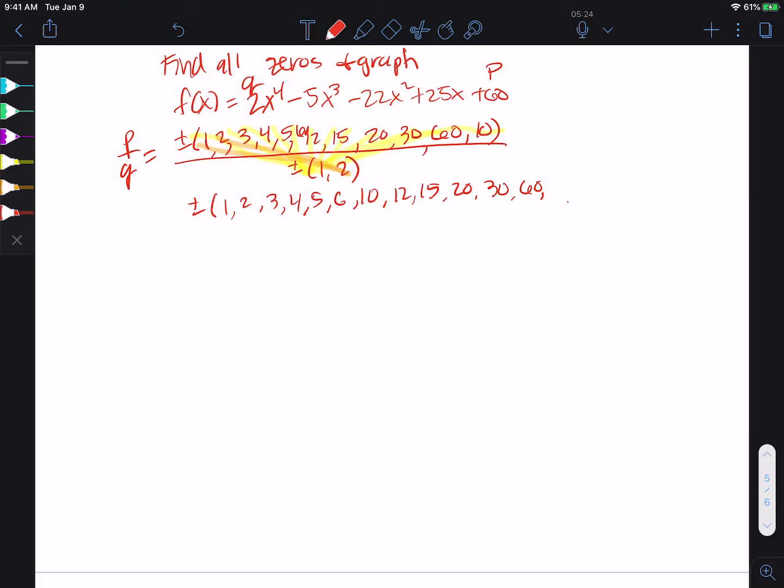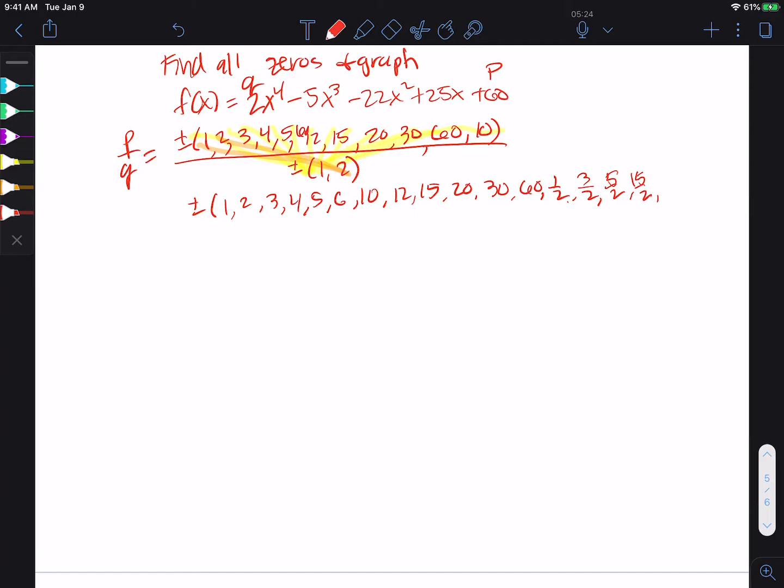So 1 divided by 2 is a half. 2 divided by 2 is 1, which we have. 3 divided by 2 we don't have. 4 divided by 2 is 2, which we have. 5 divided by 2 we don't have. 6 divided by 2 we have, which is 3. 12 divided by 2 we have, because it's 6. 15 divided by 2 we don't have.